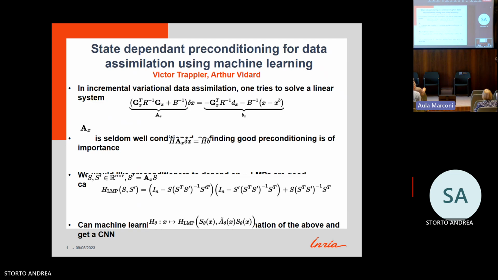Okay, and this matrix A is generally not well conditioned. So what you want to do is to find a good preconditioning, and actually what you solve as a problem is HA(x) delta x equal HB. The problem is that since A depends on x, you want your preconditioning to change when you change your state. And you don't have access to the inverse of A, that would be the perfect preconditioning. So what you are looking for is a cheap approximation of this.